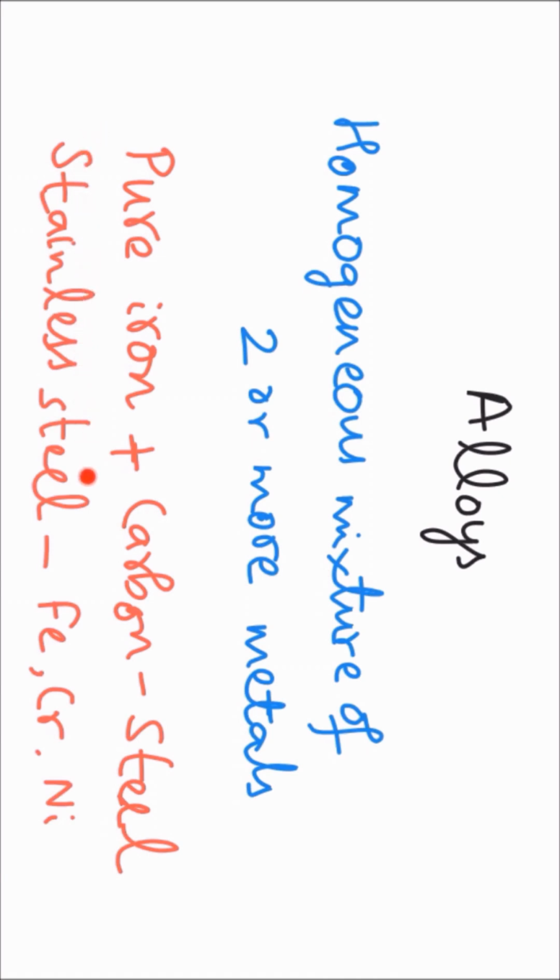Stainless steel is an alloy of iron, chromium, and nickel. Stainless steel is very strong and also does not rust. A few other examples of alloys are brass, which is made of copper and zinc. Bronze is made up of copper and tin. Solder is made up of lead and tin, and it has a low melting point and is used for welding electrical wires together. An alloy of mercury metal with one or more other metals is called an amalgam.